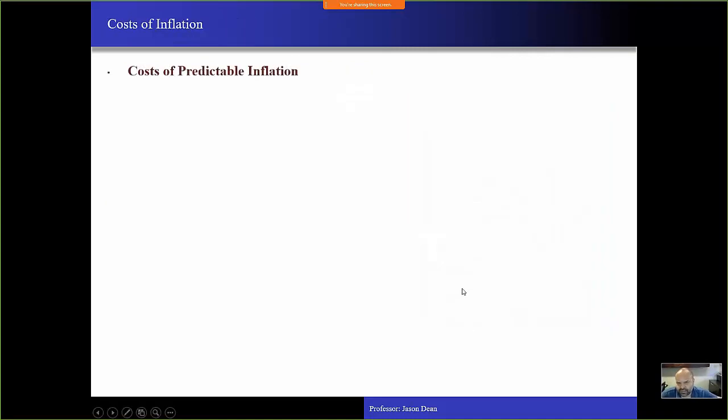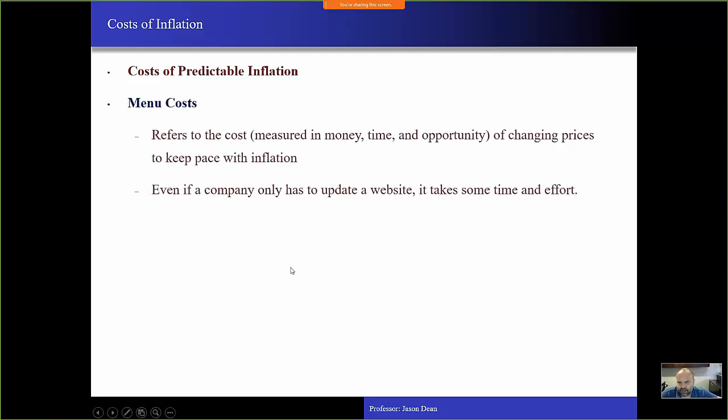So the cost of inflation. Let's first talk about the cost of inflation that's predictable. We know that the prices are going to go up. So there's what's called menu costs. When prices change, companies need to put time and effort, and it could cost money, keeping up with the changes in prices.